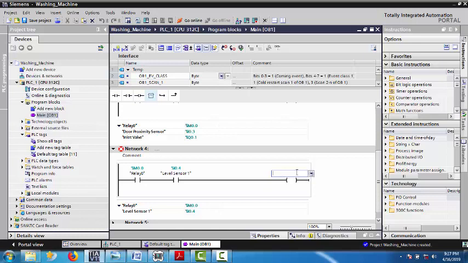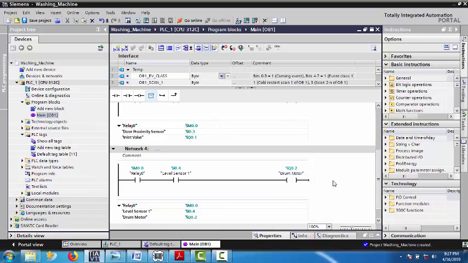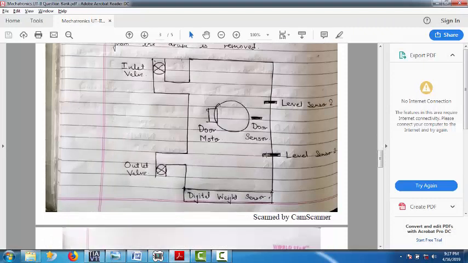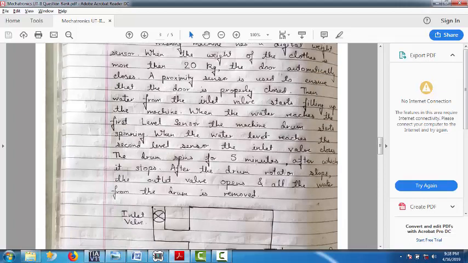I don't know the name I have given. Drum motor. Okay, the drum motor starts. As soon as this level sensor is sensed, it means there is some amount of water, so we can start mixing it. We can start washing the clothes. That is why as soon as water reaches this level sensor, the motor drum starts rotating. The machine drum starts spinning.